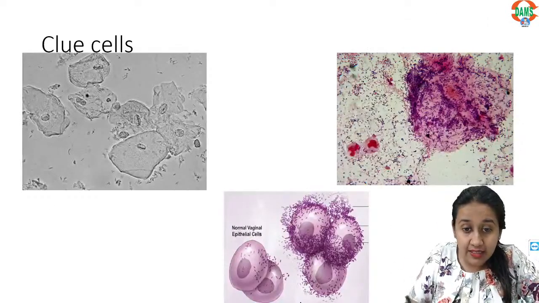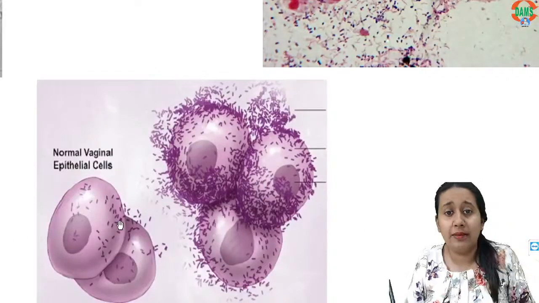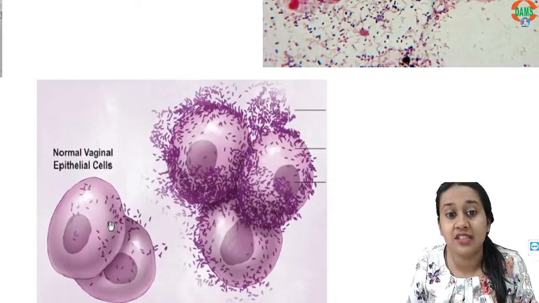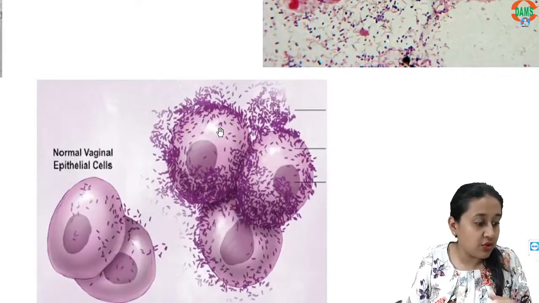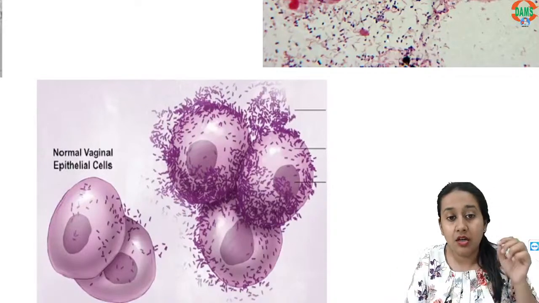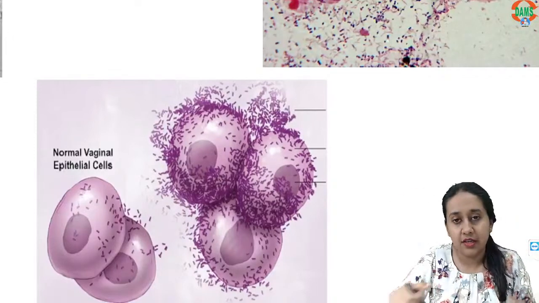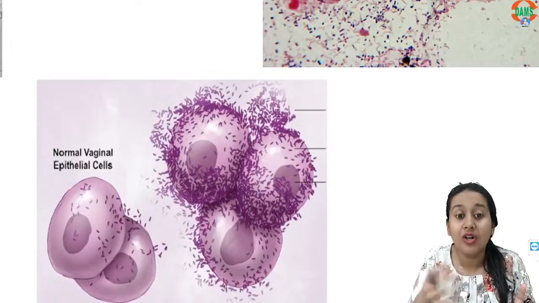Now I want everyone to look at this image. If you take a swab in a normal female, you see vaginal cells with few bacteria on their surface. But in a patient of bacterial vaginosis, when you take a smear, you will see a large number of bacteria present on the surface. They are not inside the cells.